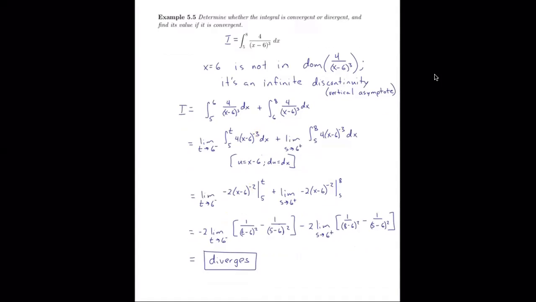From 5 to t. Well, let's evaluate first our limits of integration. Then we'll assess the limits. Getting ahead of myself. So -2 times the limit as t goes to 6 from the left is evaluation at t. We've used that negative exponent to just push this factor down to the denominator. And same thing here, 1 over 5 minus 6 squared in the denominator. And similarly over here, we have 1 over 8 minus 6 in that term in the denominator squared. And similarly, 1 over s minus 6 squared.